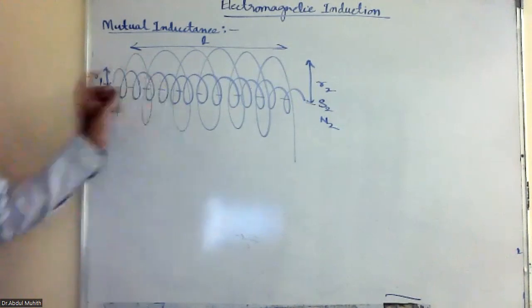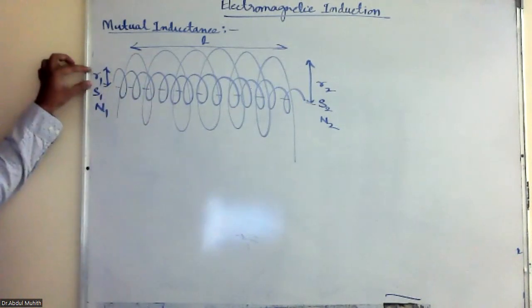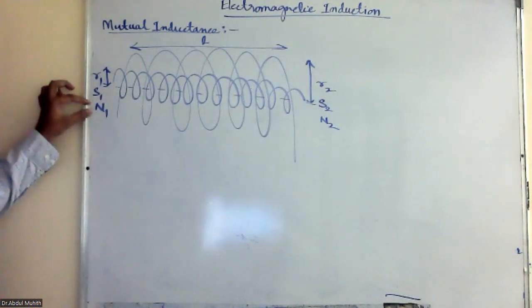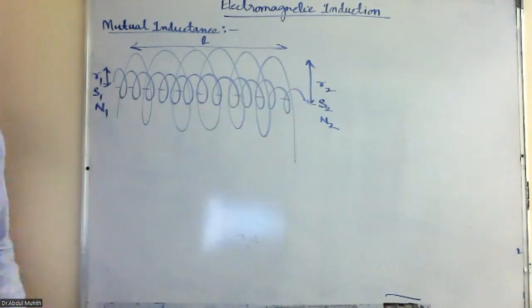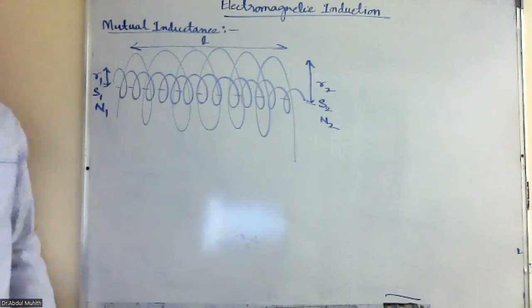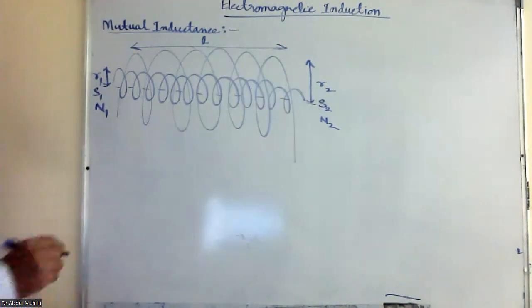Here we have the small one, the radius of this is R1, the coil is S1, and N1 is the number of turns. The bigger coil has radius R2, the coil name is S2, and N2 is the number of turns.